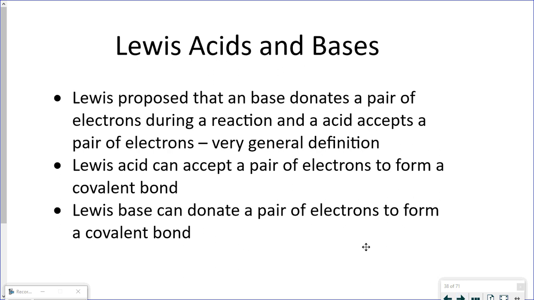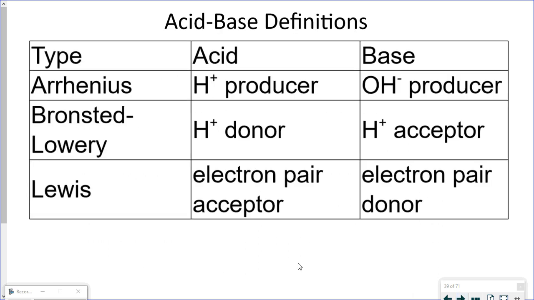Our last type of acid and base that we're going to deal with are Lewis acids and bases. Lewis proposed that a base is going to donate a pair of electrons during a reaction, and the acid will accept a pair of electrons during a reaction. These you do not need to be able to identify, but simply know the reactions for these. In both cases, whenever it accepts or donates a pair of electrons, it is going to be forming a covalent bond.